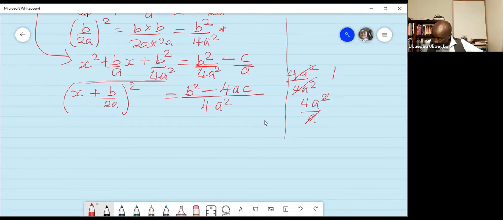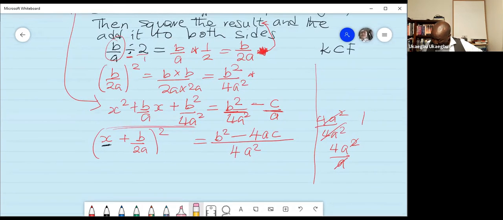Okay? All right. Now, in order to solve for x, which is what we are trying to accomplish, we have to square root both sides. So you can say at this stage, step, how many?